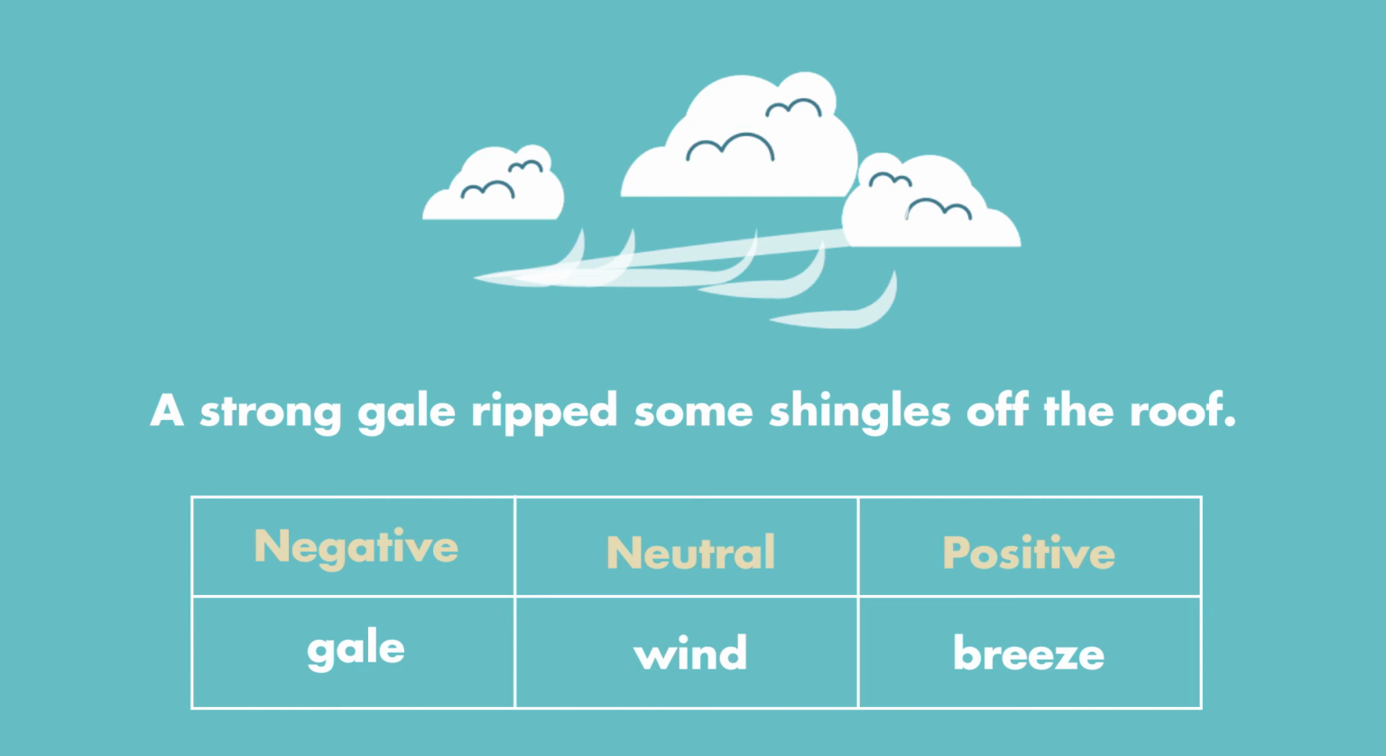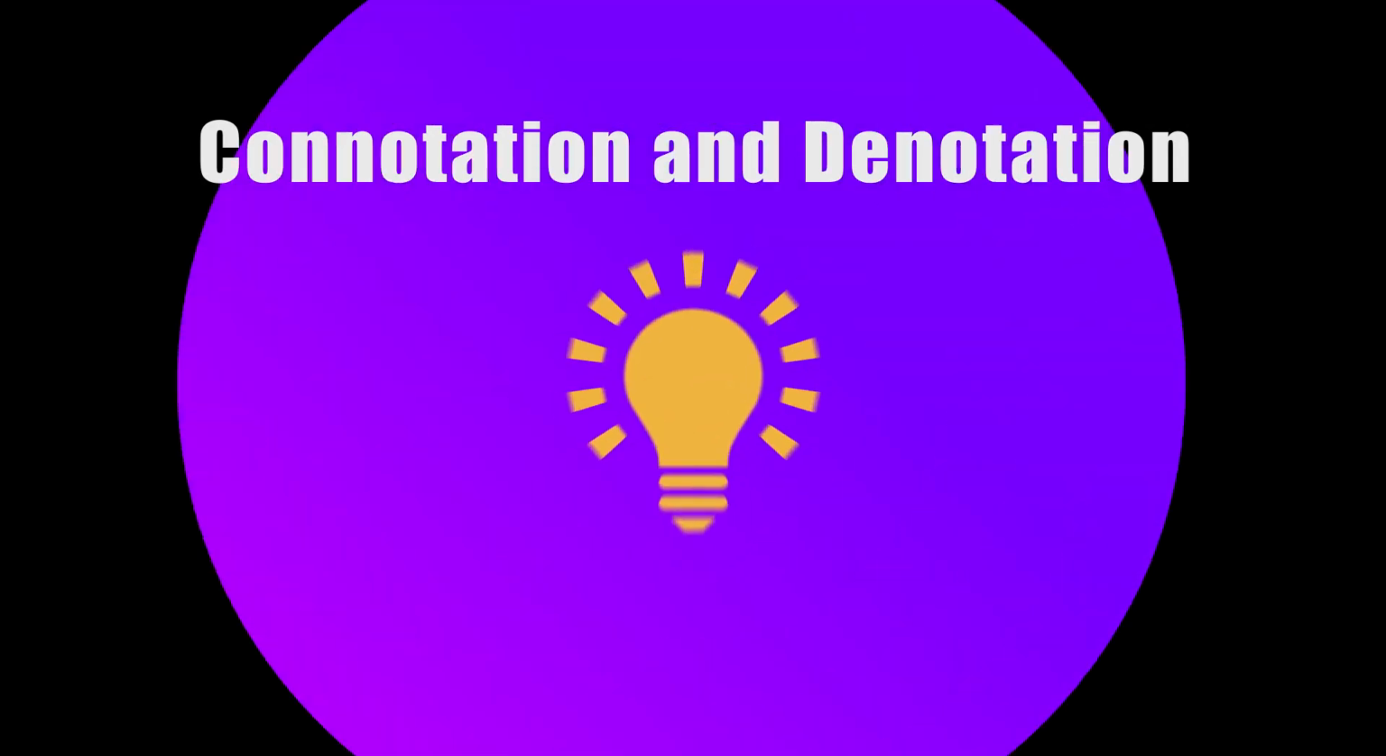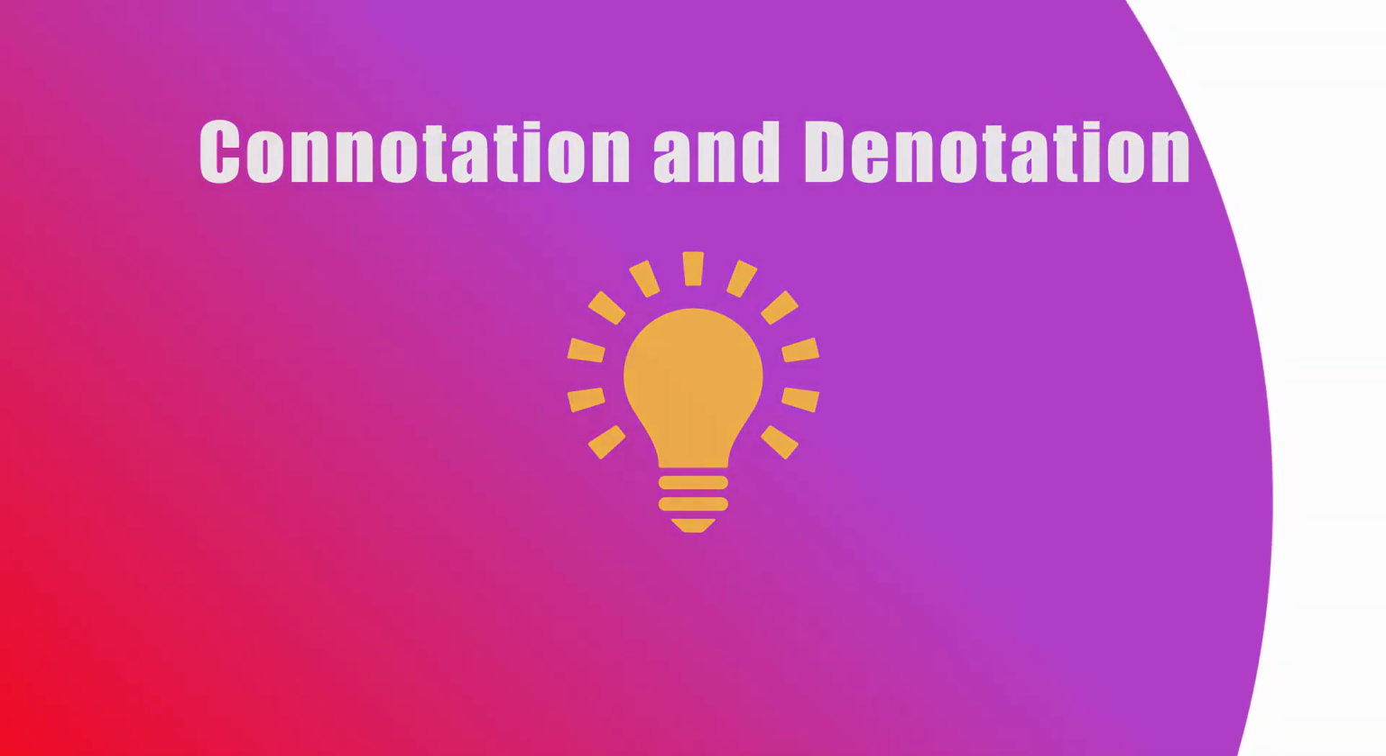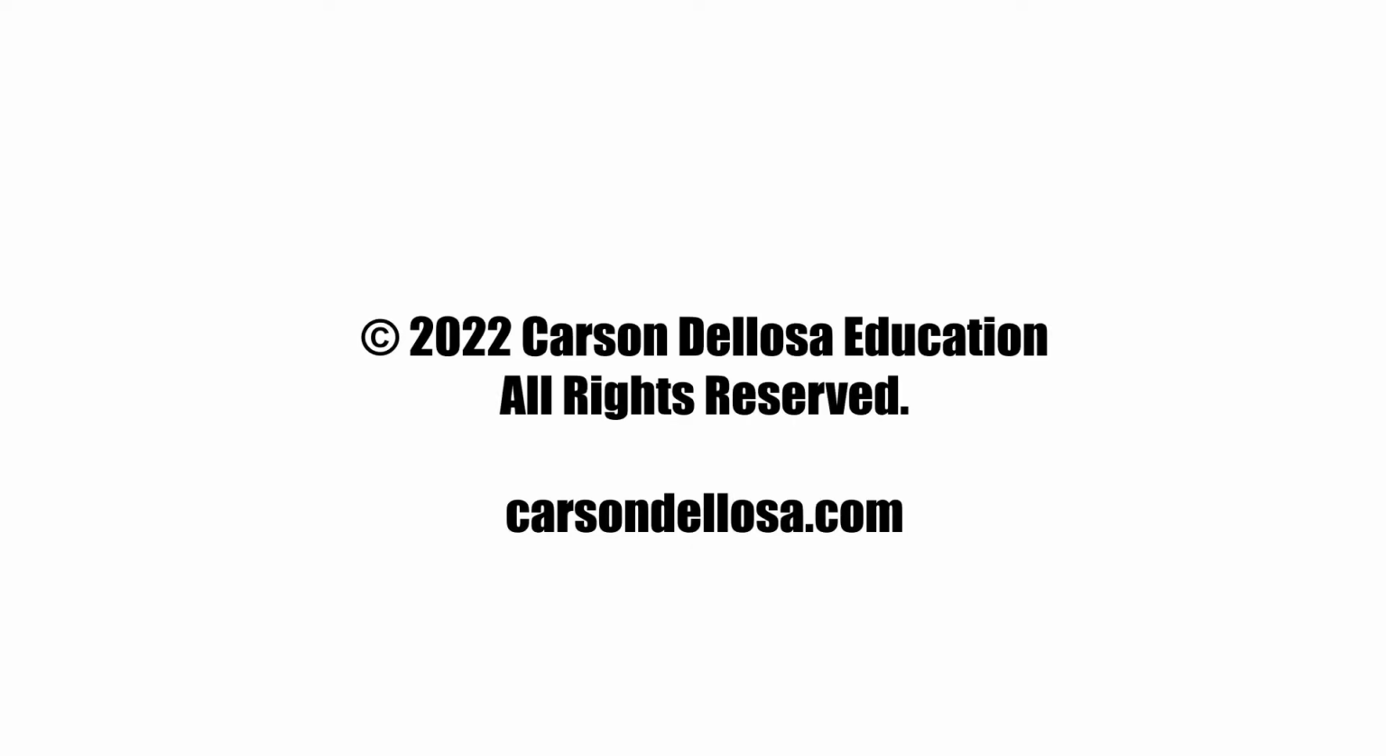Now imagine a very strong, sometimes damaging wind called a gale. Gale is similar in meaning to the word wind, but it has a negative connotation. Now you know the difference between a denotation and a connotation. You can choose a word for your writing based on how you want others to feel about a topic.